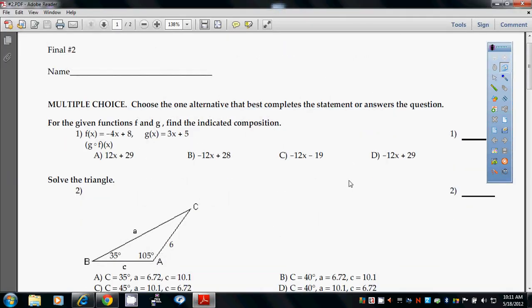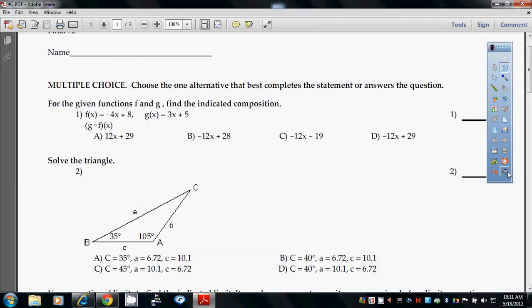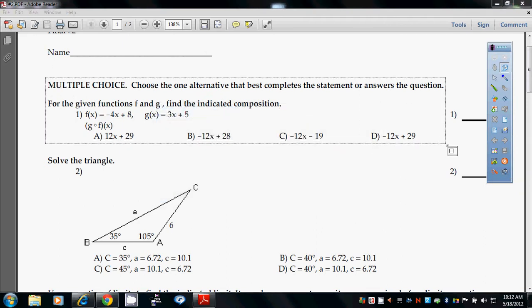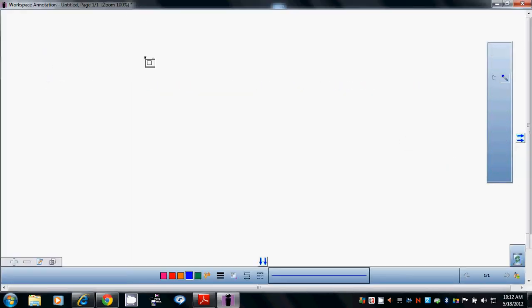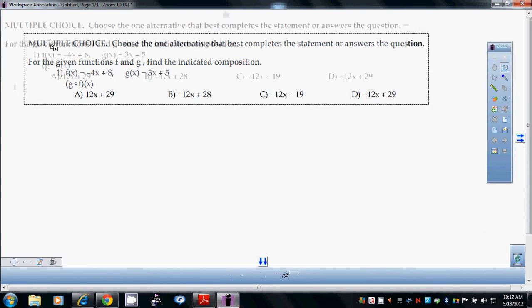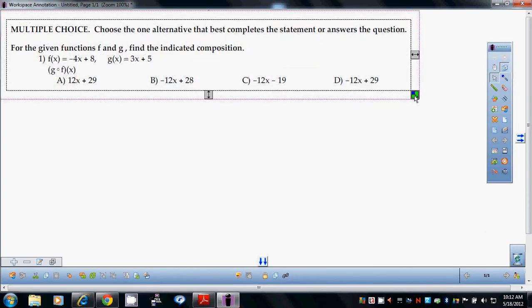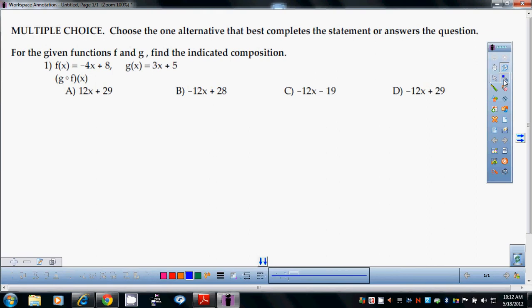All right. The first question. Who can tell me how we're supposed to answer this one? Okay. So you plug in the G for the F function. That's right. No. Plug F into the G function. Second one comes first. So that's 3 times negative 4x plus 8 plus 5.